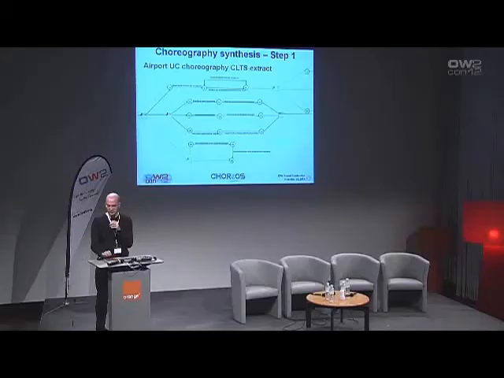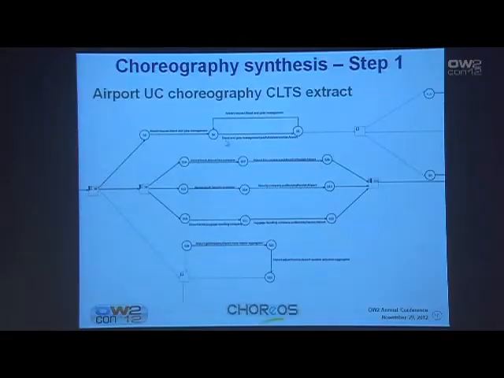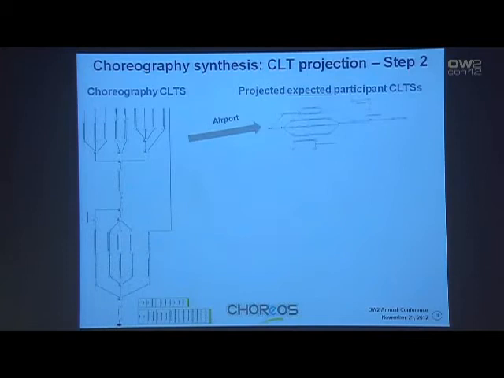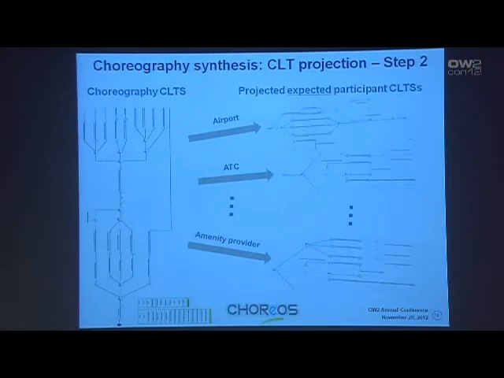This is the kind of CLTS you have. This is a global CLTS. It represents the choreography that you saw in BPMN2 before, and this is the state machine with the states and the transitions between the states. And a transition here is enabled if you receive a specific message. So you move from state to state, and only from allowed state to another allowed state. Then you project this, so you obtain a specific CLTS for each participant. We are in the airport use case. We will have a CLTS for the airport, for the ATC, and for the amenity providers.